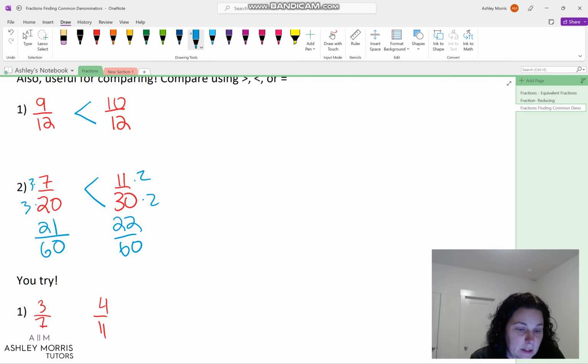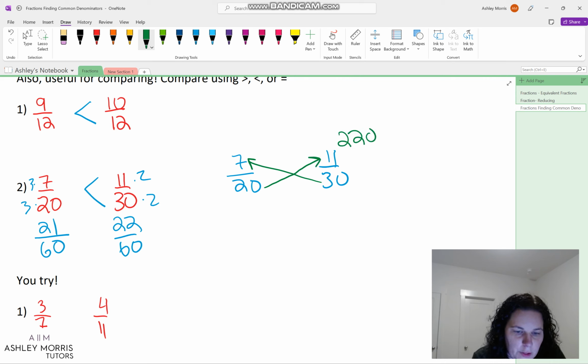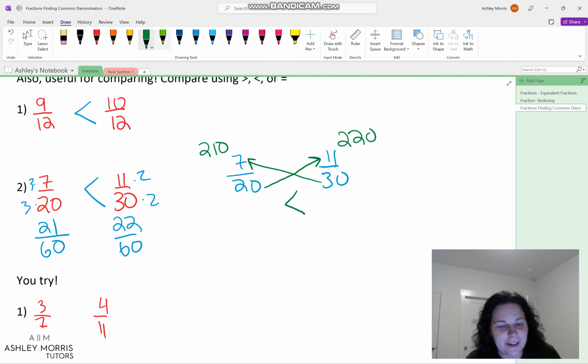Now, a trick for this. The numbers can get kind of big. You can do something called cross multiplying. 20 times 11 is 220. 30 times 7 is 210. Which number was bigger? The 210? Or sorry, the 210 is not bigger. The 220, writing and talking, the 220 is the bigger one. So 11 over 30 is the bigger one. Those numbers can get really big though. That's why sometimes I prefer the common denominator method because the numbers just don't get as big.